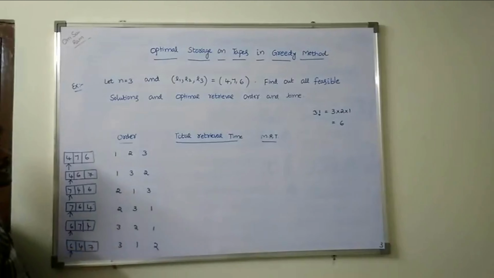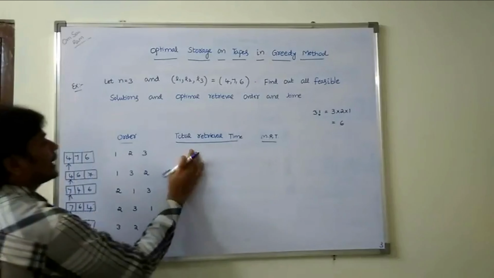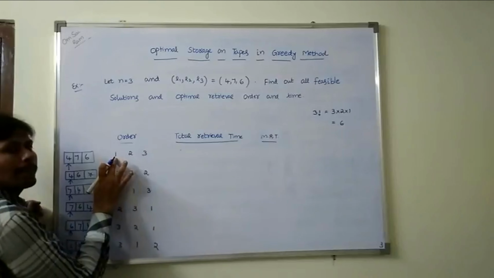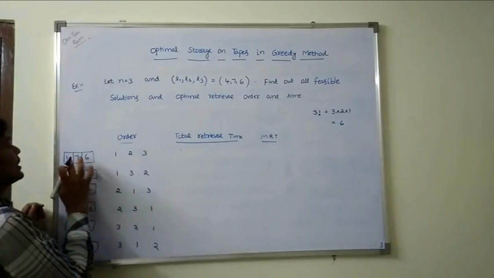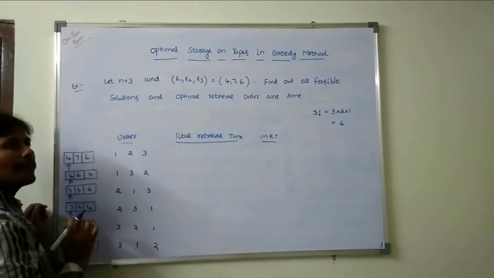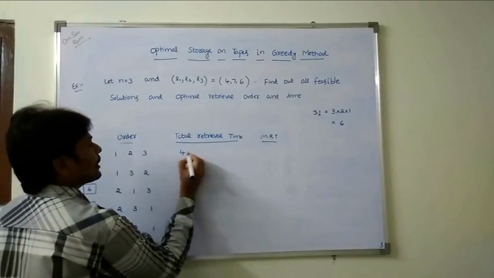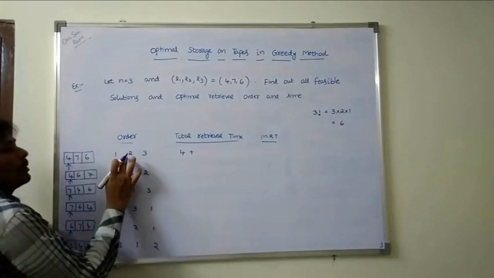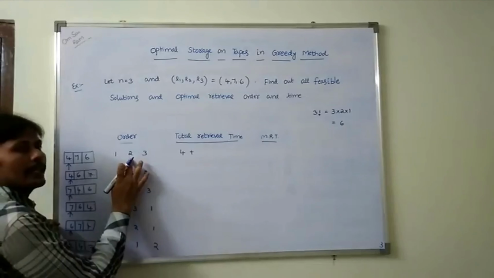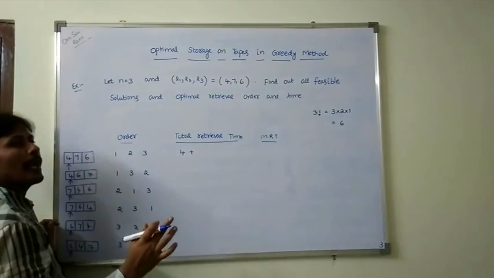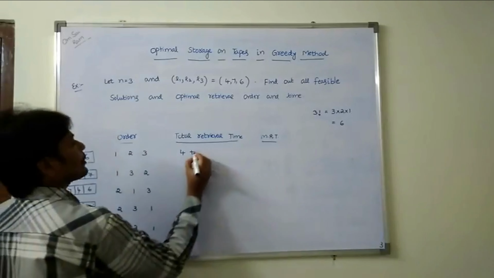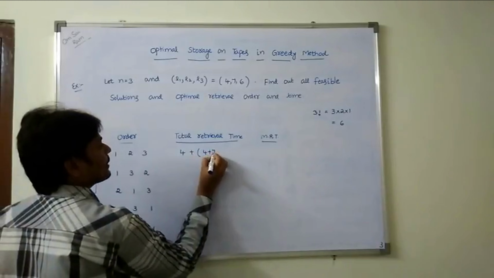In this way we have to find out the total retrieval time. To access the first program, how much time does it take? That is the length of the first program, 4, plus the time required to access the second program, which is the time to access the first program plus the second program, that is 4 plus 7.